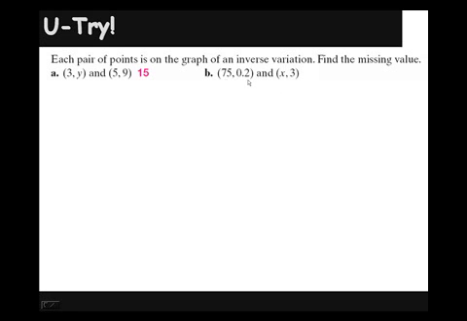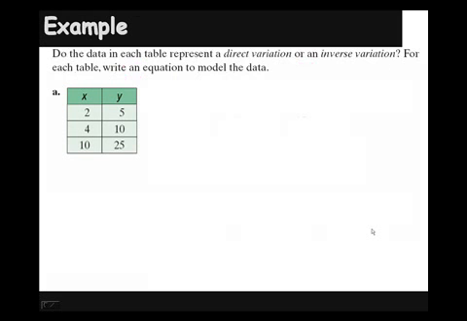Let's see, 75 times 0.2, or 75 times 2/10, is 15. So what times 3 is 15? Well, that's 5, so the missing value is 5. Do the data in each table represent a direct variation or an inverse variation? For each table, write an equation to model the data.